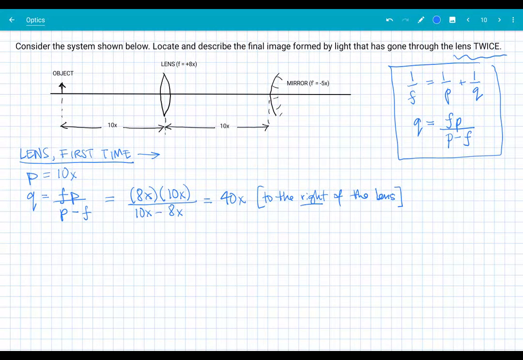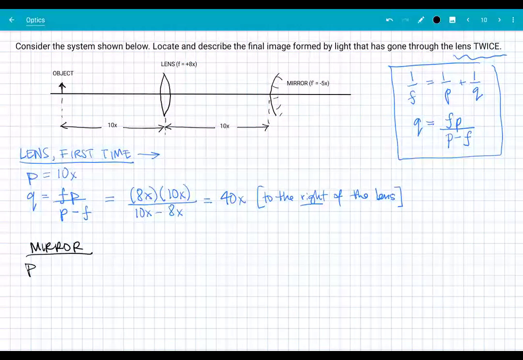Okay, great. Now let's look at the mirror. So we've gone through the lens, and now the next component that we hit when we're doing this problem is the mirror. Cool. So for the mirror, now we need to find what is the object distance for the mirror. So I'll just prime this.